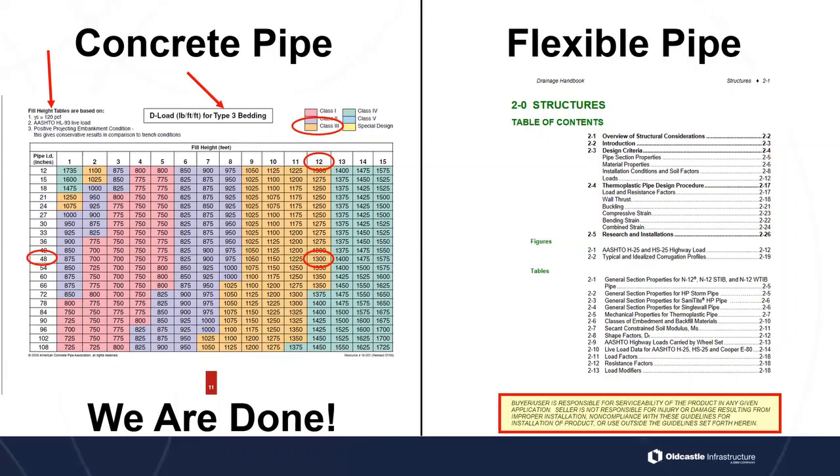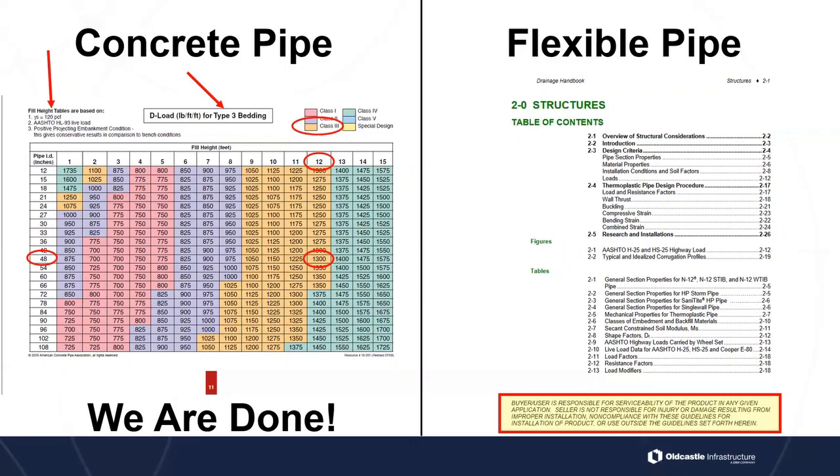Now, this is the note at the bottom of section 2 of the drainage handbook of this manufacturer. The buyer or user, so that would be your contractor or your municipality that's the end user of that product, is responsible for serviceability of the product in any given application. The seller, so the manufacturer that's selling us the pipe, is not responsible for injury or damage resulting from improper installation, non-compliance with these guidelines for installation of product, or use outside the guidelines set forth herein. So this is the disclaimer.